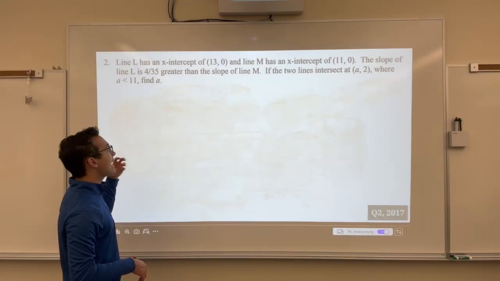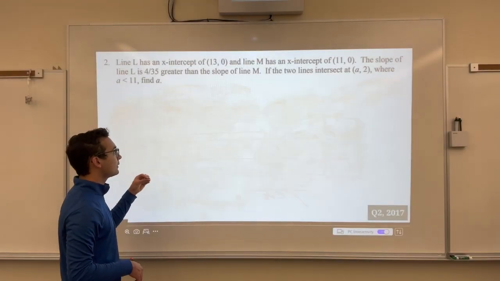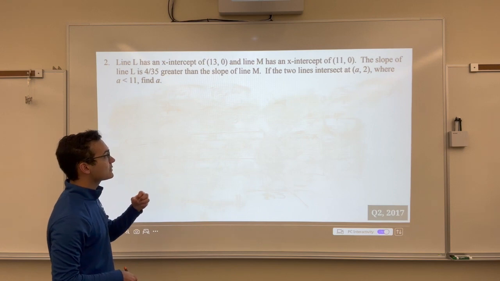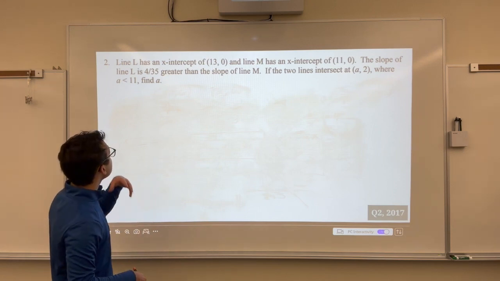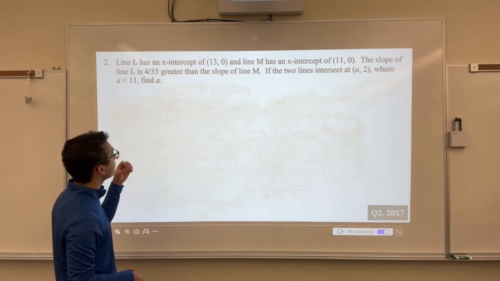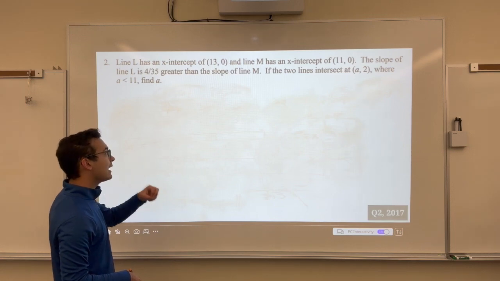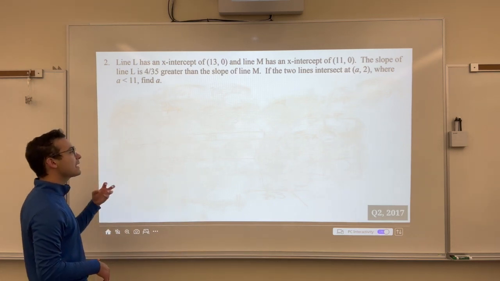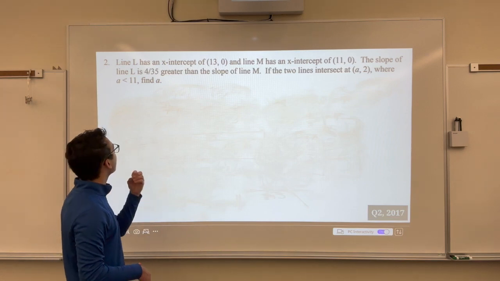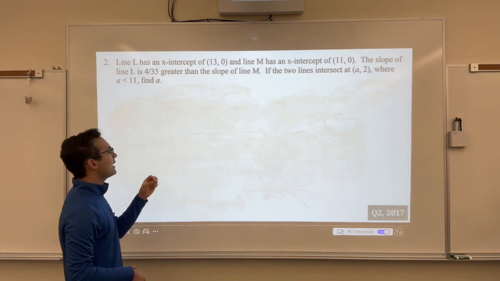Line L has an x-intercept of (13, 0), and line M has an x-intercept of (11, 0). The slope of line L is 4/35 greater than the slope of line M. If the two lines intersect at (a, 2), where a is less than 11, find a.